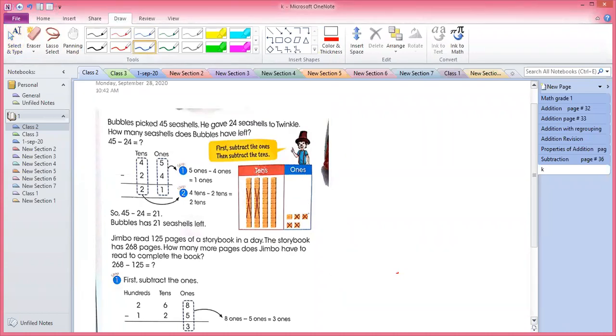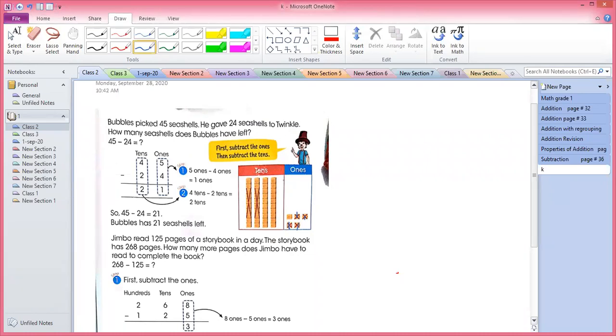I will cross 4 here. 1, 2, 3, and 4. When I cross 4, how many ones are left? Only one is left.